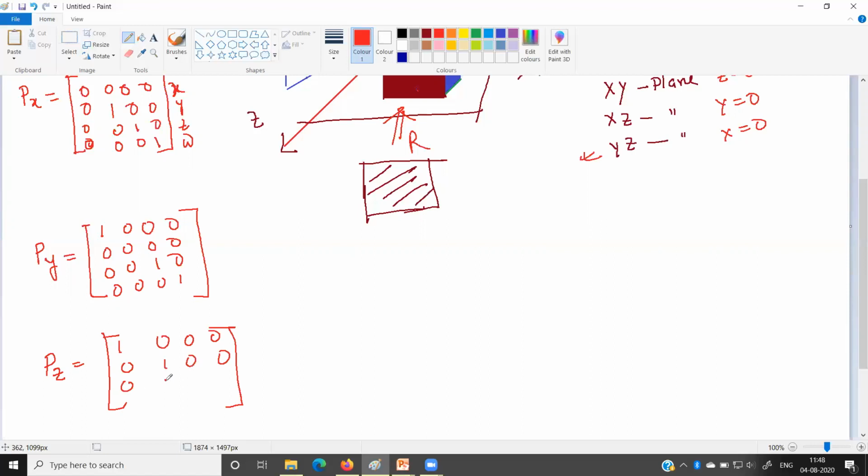All the z coordinates will be 0. So this row is 0, 0, 0, 0, 0, and this is a weight factor. Fine. So if you have a set of points, then by multiplying the points with any projection matrix, you can generate the corresponding projection in any plane.